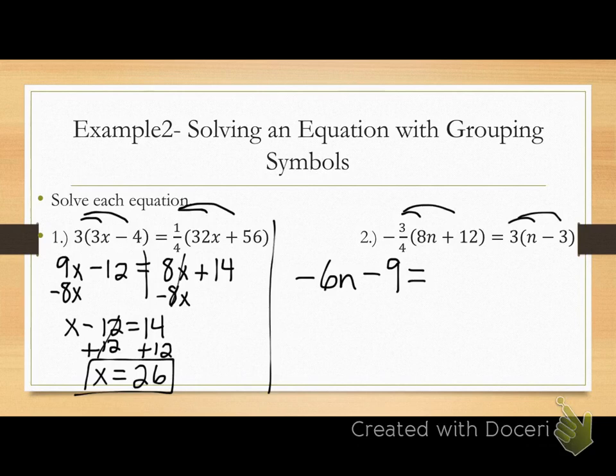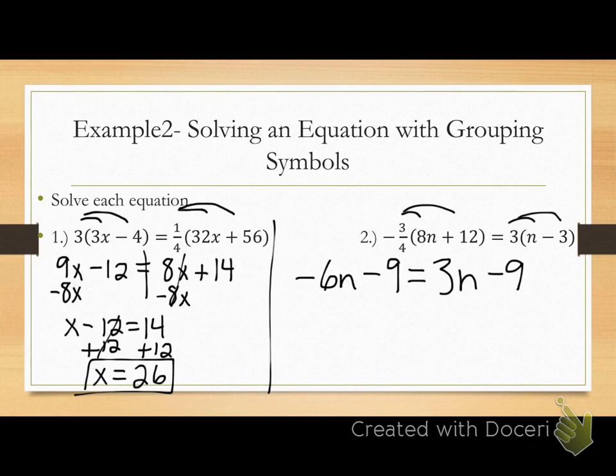Okay, right-hand side, I'm distributing my 3 through my set of parentheses. 3 times n gives me 3n. 3 times negative 3 gives me negative 9. Everyone, hopefully great with distributive property.